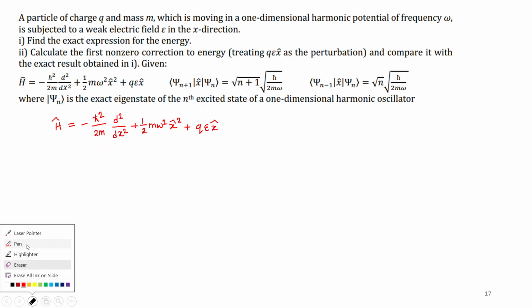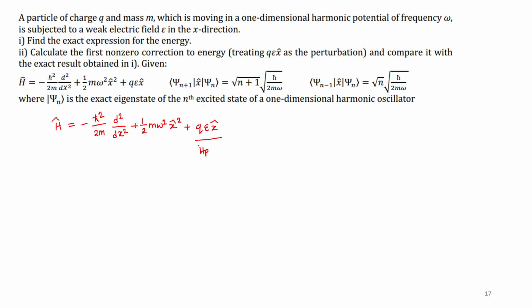Now what we can do to get the exact expression of the energy so that we don't have to do any integration. See, the first order correction is given, right? This is your perturbation, HP, that is understandable, right? And this is your H naught.